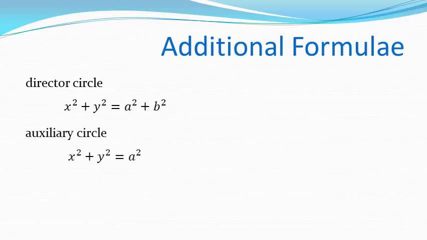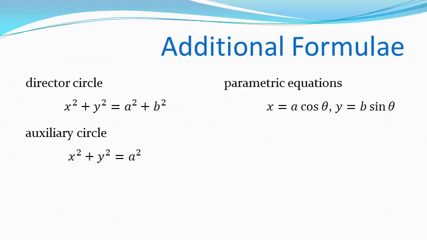So we have some additional formulae. The equation of the director circle is given by x squared plus y squared equals a squared plus b squared. The director circle has the property that the two tangents drawn from it to the ellipse are perpendicular to each other. The equation of the auxiliary circle is x squared plus y squared equals a squared. The parametric equations of the ellipse are given by x equals a cos theta, y equals b sin theta, and the area of the ellipse is given by pi ab.